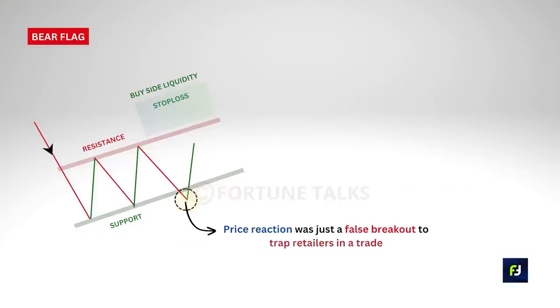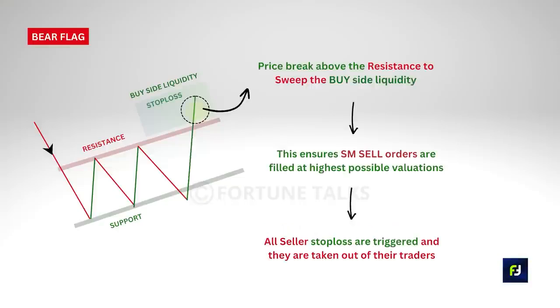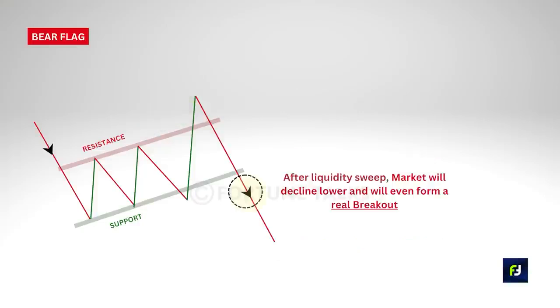And the market will create a false breakout and it will move higher to grab this liquidity in order for the smart money to execute their sell orders at higher prices. Now, almost all the buy stop loss orders above the resistance level will be triggered, and those traders will be taken out of their positions. And once all the smart money orders are executed, the market will once again reverse and move lower. And this time, the market will form a real breakdown below the flag support, to which more short sellers would respond by selling aggressively, and the market will fall even lower.